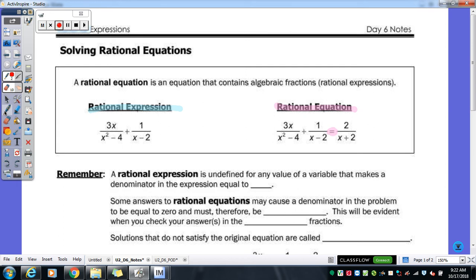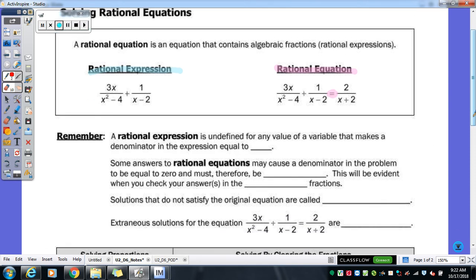So a couple things to remember. A rational expression is undefined for any value of a variable that makes the denominator equal to 0. We've been dealing with those. Those are our restrictions. So up until now, I kept telling you we're just practicing the skill. This is when our restrictions play a key part, when you're actually going to solve equations. So we've got to remember our restrictions.